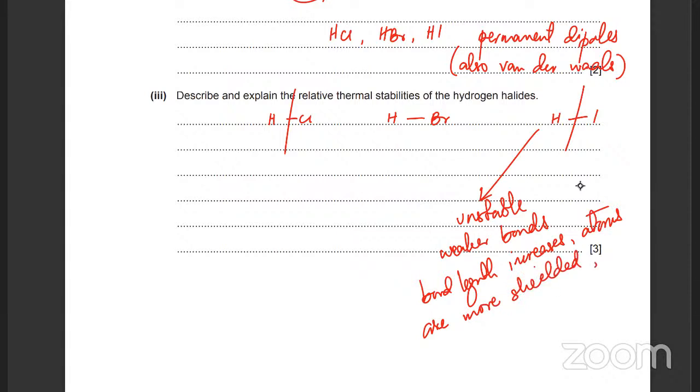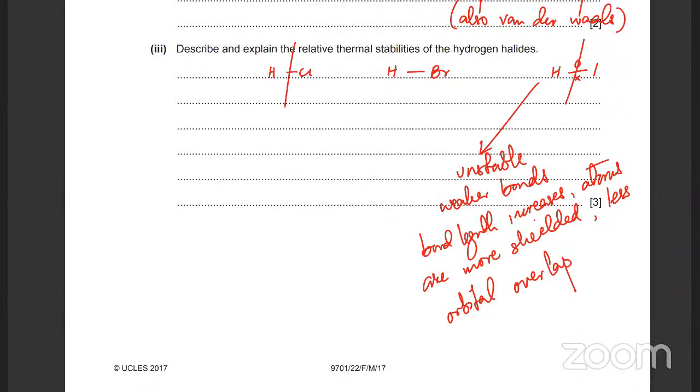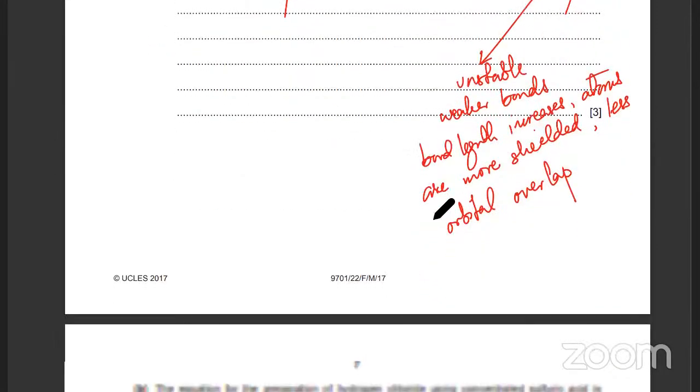So atoms are more shielded, so there's less orbital overlap. For example, in the HI molecule, they will be sharing electrons, but they won't be attracting those electrons very strongly because the iodine nucleus is already surrounded by 53 electrons. It would be so shielded that it will not be able to attract the 54th electron, which is in the outer shell. So it's not going to be that strongly attracted to hydrogen's electrons in the first place. It's too shielded. So you've got weaker bonds.